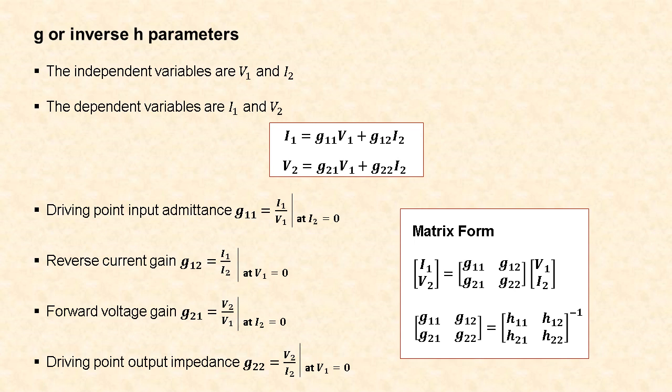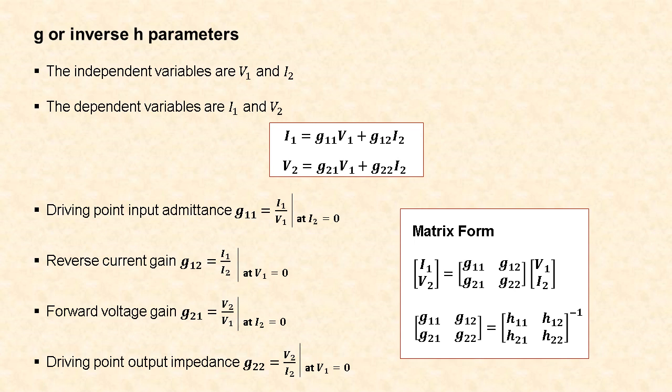Here G11 is called the driving point input admittance which is given by I1 by V1 at I2 is equal to 0. G12 is the reverse current gain given by I1 by I2 at V1 is equal to 0. G21 is equal to V2 by V1 at I2 is equal to 0. It is called the forward voltage gain. And G22 is called the driving point output impedance, which is given by V2 by I2 at V1 is equal to 0. The matrix form of the equations is shown here.